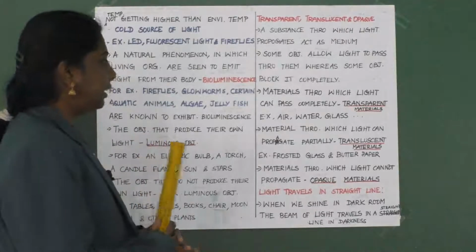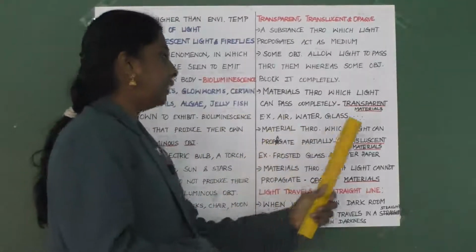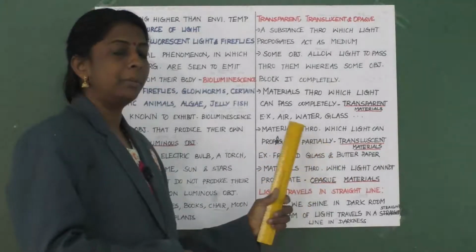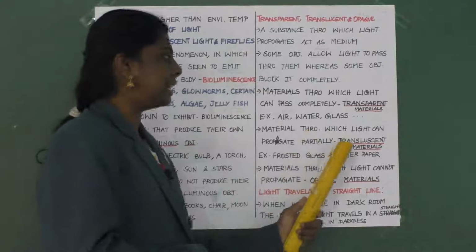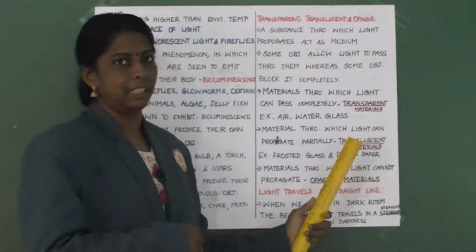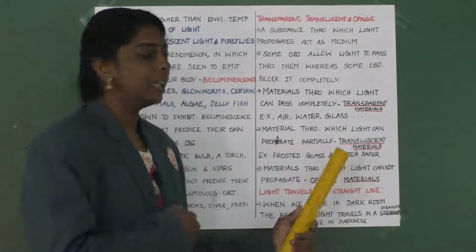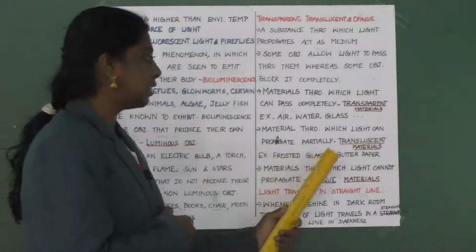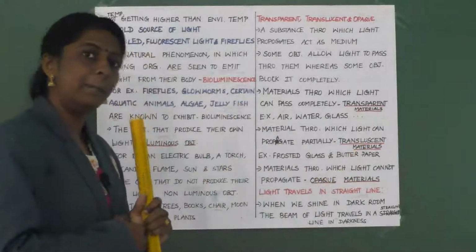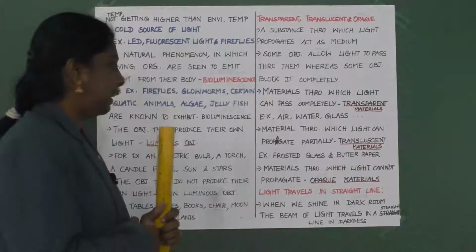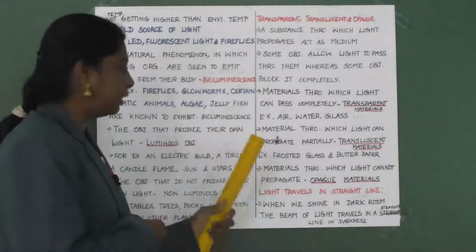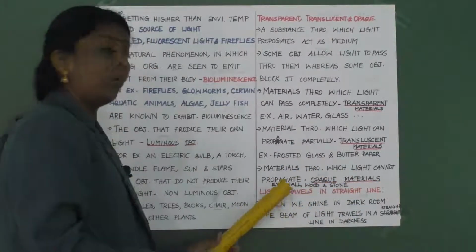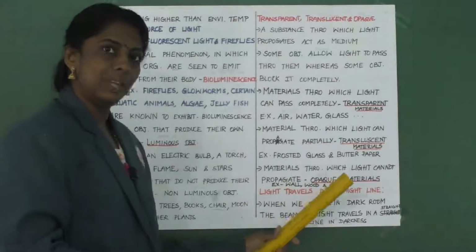Clear? Then materials through which light can propagate partially are said to be translucent materials. What is that? Translucent material. For example, frosted glass and butter paper. Clear? Then the third classification, that is materials through which light cannot propagate, is said to be opaque.